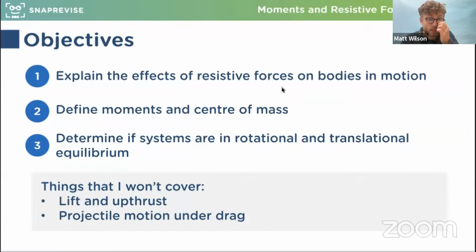Okay, so let's actually say a bit more about what the objectives of today are. Our plan is to explain the effects of resistive forces on bodies in motion. We're going to try and define moments and define center of mass. And we're going to determine if some pair of systems are in rotational and translational equilibrium. Okay, so hopefully that's all making sense.